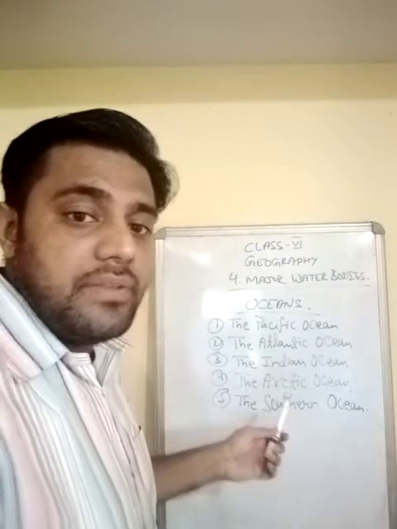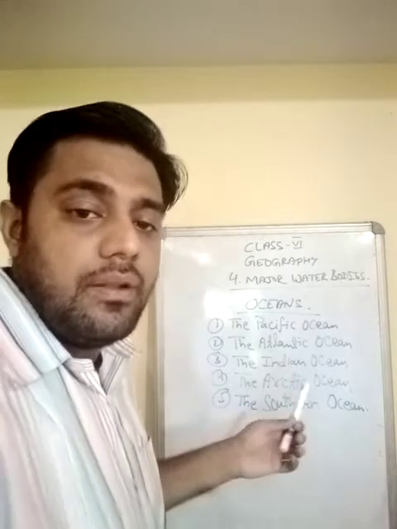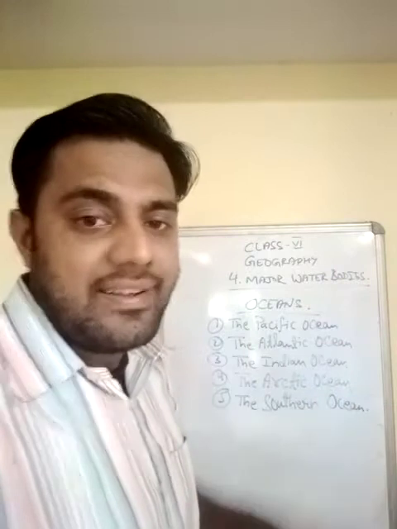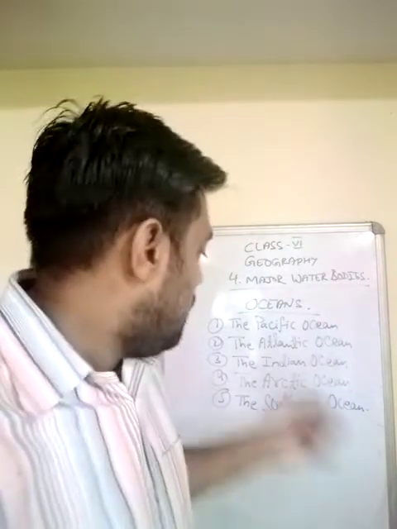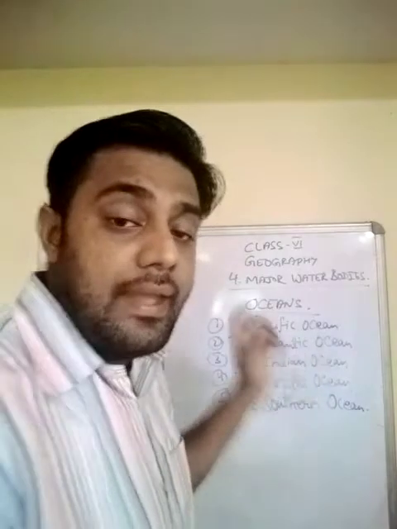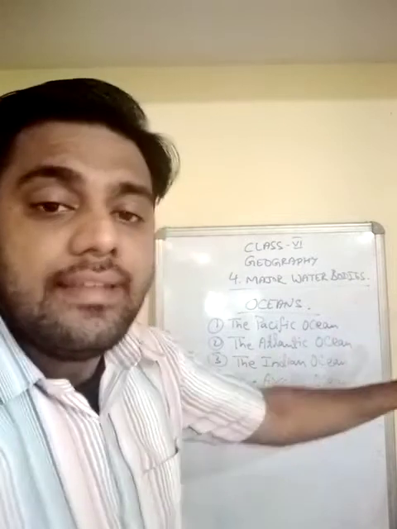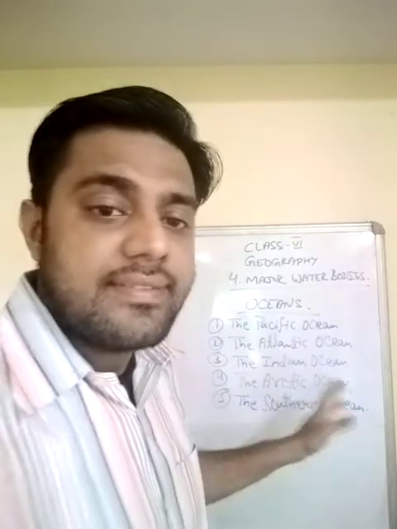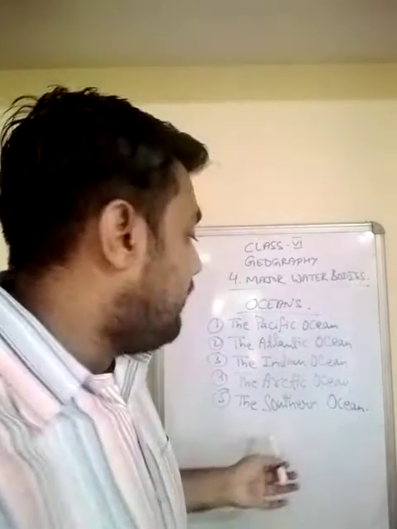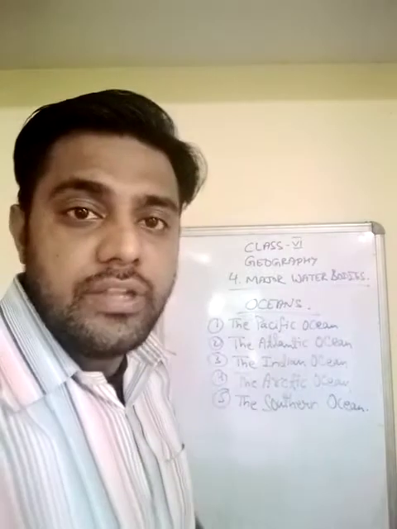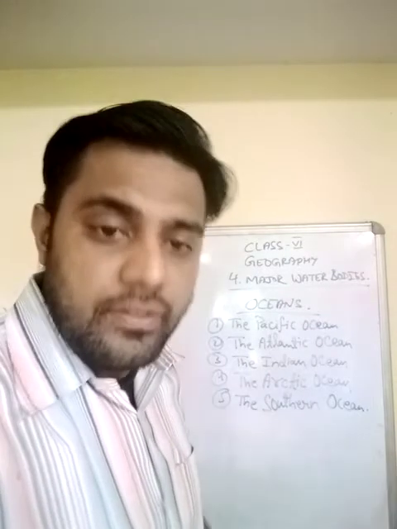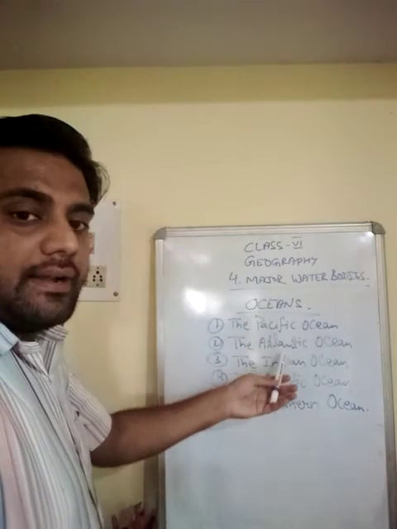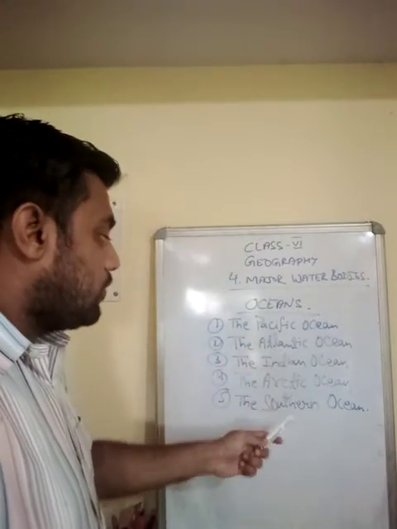Now many people make a mistake here. Many students make a mistake while spelling Arctic because they write it without the first c. Remember the spelling: Arctic, Arctic. And the 5th one is the Southern Ocean. So here you have the Pacific Ocean, the Atlantic Ocean, the Indian Ocean, the Arctic Ocean, and the Southern Ocean.